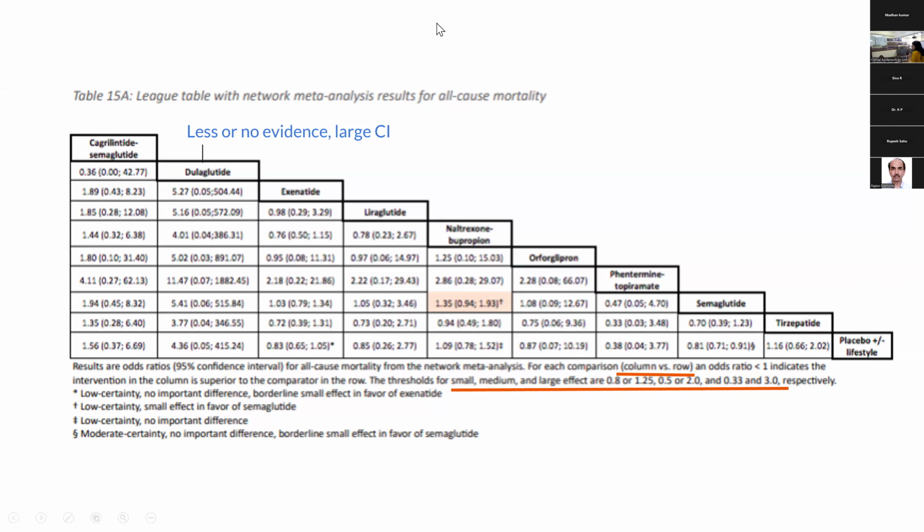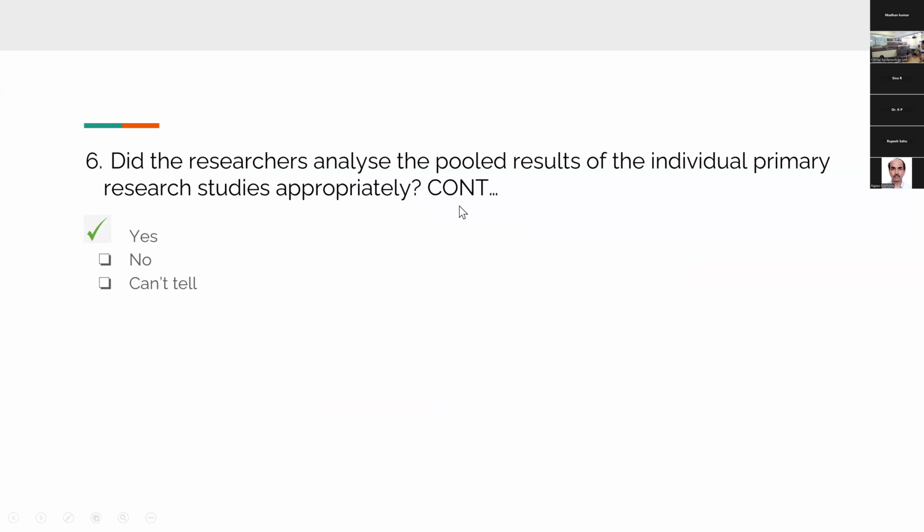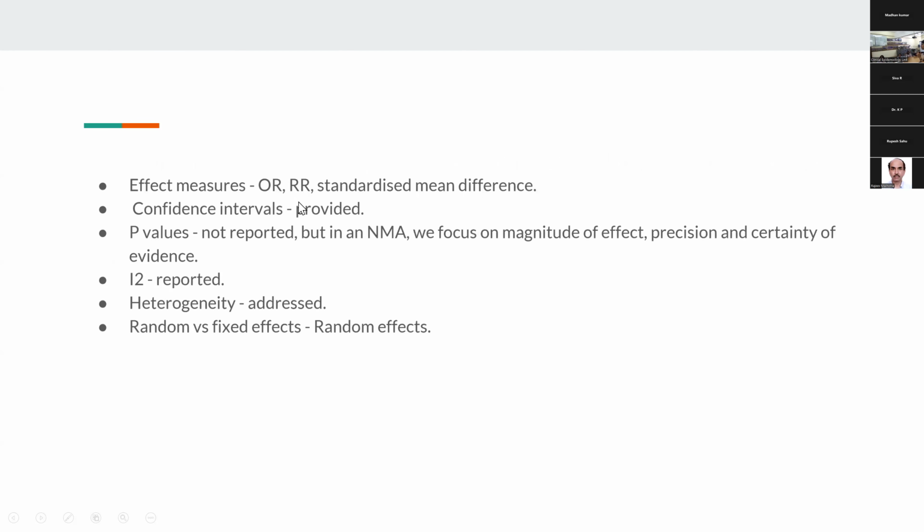So did the researchers analyze the pooled results of the individual primary research studies appropriately? Yes, they did. The effect measures they used were odds ratios, relative risks and standardized mean difference. Standardized mean difference is used for questionnaires, in this case the health-related quality of life questionnaire. When questionnaires are on different scales, the effect is expressed as a standardized mean difference.